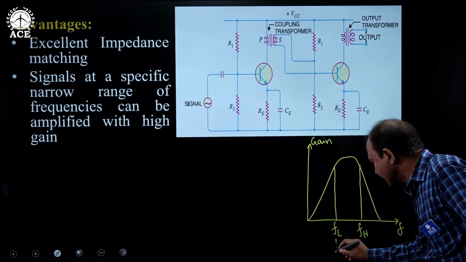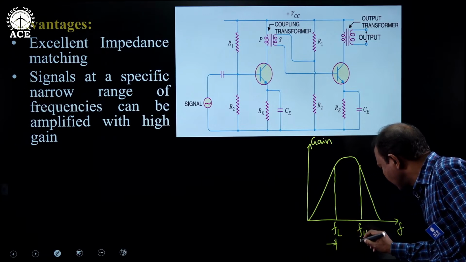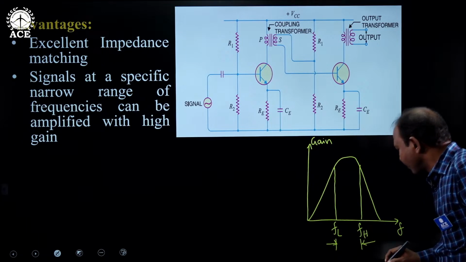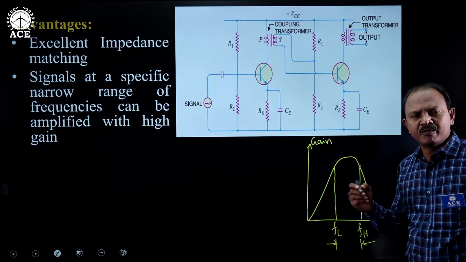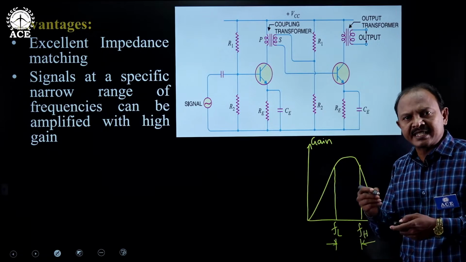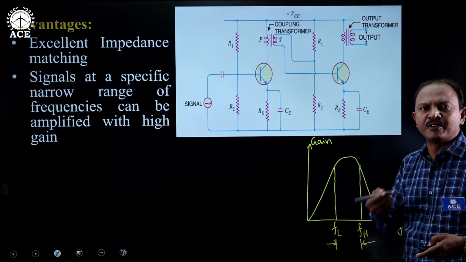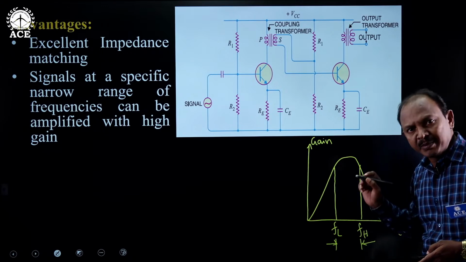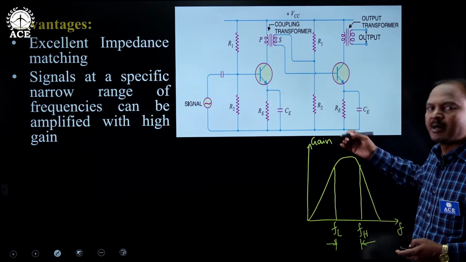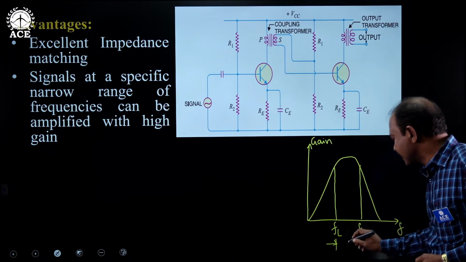As a result, only signals in a very specific range of frequencies of our desired interest can be amplified with a maximum amount of gain. That is the advantage of this circuit.